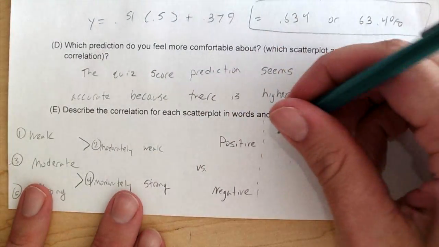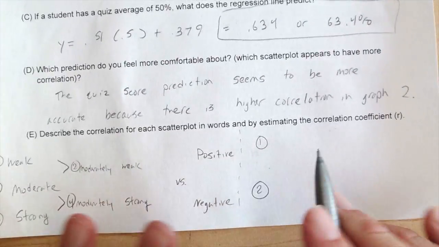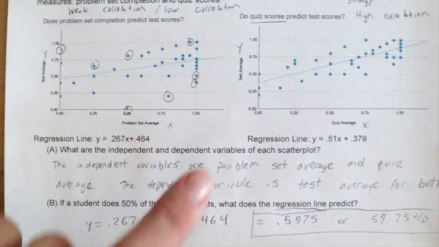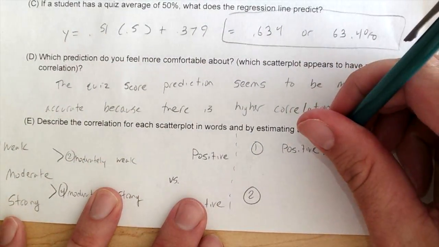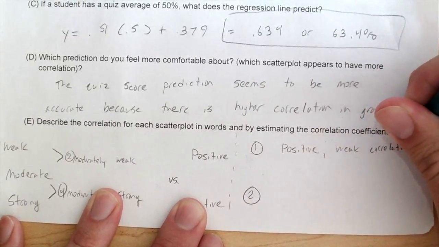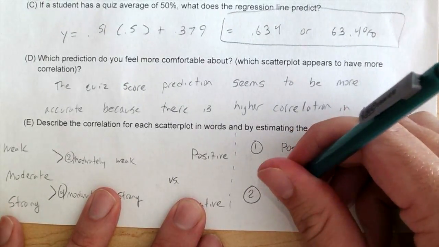If we're going to describe both of them, we already described the first one as weak, but it's also positive because the line's going up. If it's going down, that'd be negative. So one is a positive, weak correlation, and the second one was positive, strong.